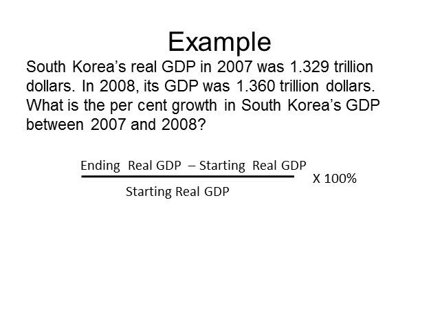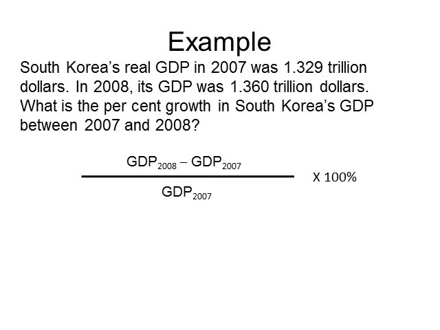Let's look at an example. South Korea's real GDP in 2007 was $1.329 trillion, and in 2008 GDP was $1.360 trillion. What is the percent growth in South Korea's GDP between 2007 and 2008? So we're going to start by writing down our formula. Ending GDP minus starting real GDP divided by starting GDP times 100%.